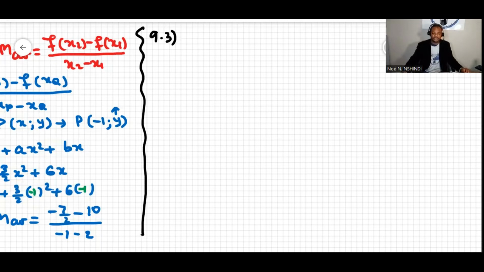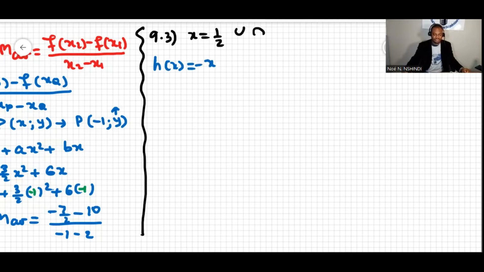9.3. So now we need to show that the concavity of h changes at x is equal to a half. So it means that we need to prove that on the left or right of h it's concave up or concave down. Now, to prove that, it's when we show that the second derivative is lesser than or greater than zero.